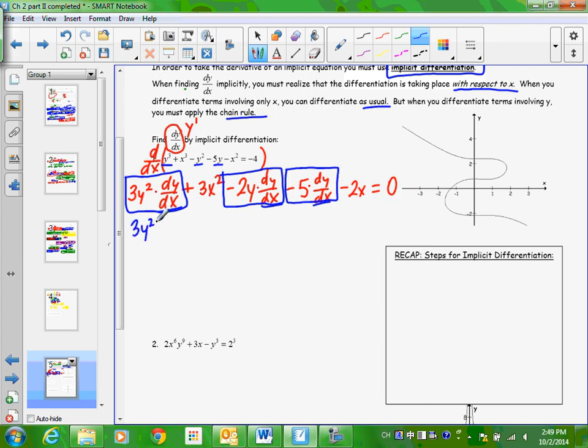So this is going to be 3y squared dy over dx minus 2y dy over dx minus 5 dy over dx. So I just rewrote those three terms that I boxed. The other two things I need to move over to the right side. Well, you do that by adding or subtracting. So like here, I would add this 2x over to the other side, and that would cancel there, and that would give me a 2x on the right side. What would happen to this positive 3x squared? I would subtract it, and it would become minus 3x squared.